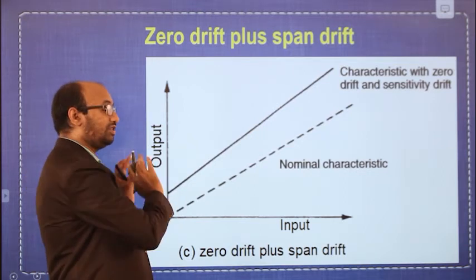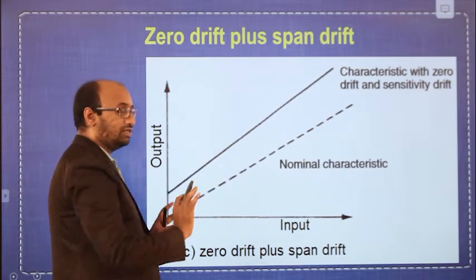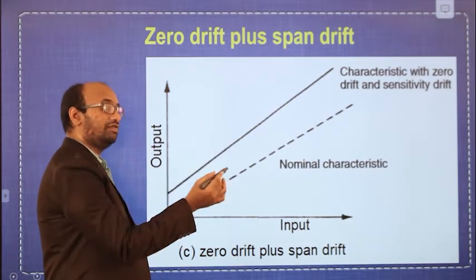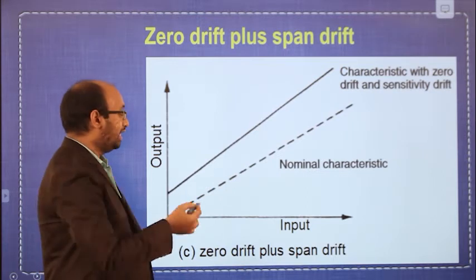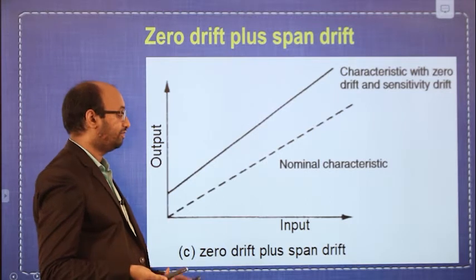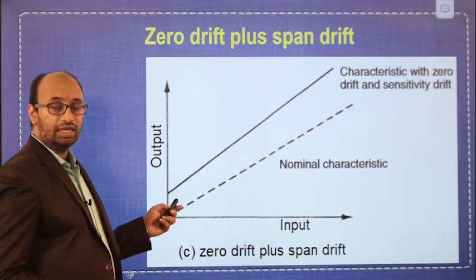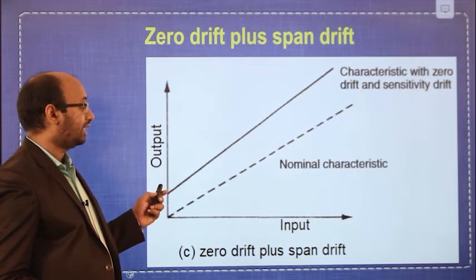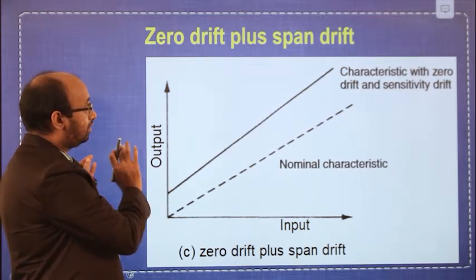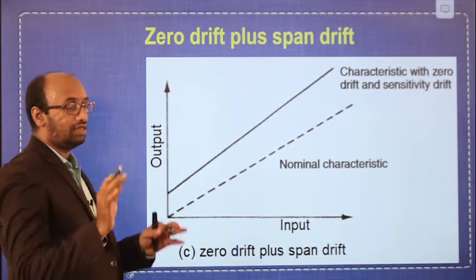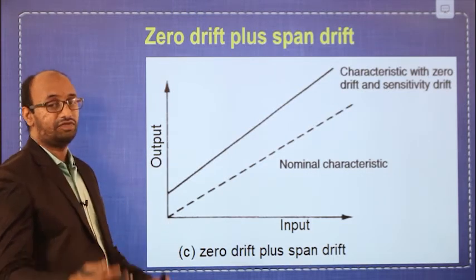So if this departure in the output is constant, it is called zero drift. If there is proportional departure in the output over the span of the instrument, it is called span drift. If these two occur together, we call it zero drift plus span drift. And this drift is an undesirable static characteristic, and this appears over a period of time. So drift occurs in the output due to aging of the instrument.